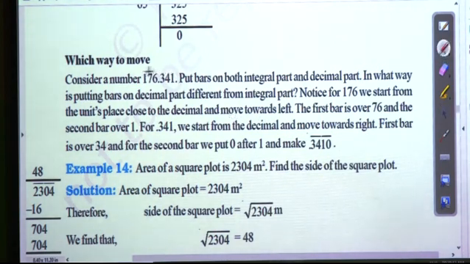See here, in the integral part it is 176, 3 digits, and in the decimal part 3 digits. Then how to put the bars? For the integral part we shall start from the ones place, that is from the decimal point. So one bar on 76, one bar on 1. From the decimal point we start: one bar on 34 and one more bar, only one digit is remaining.